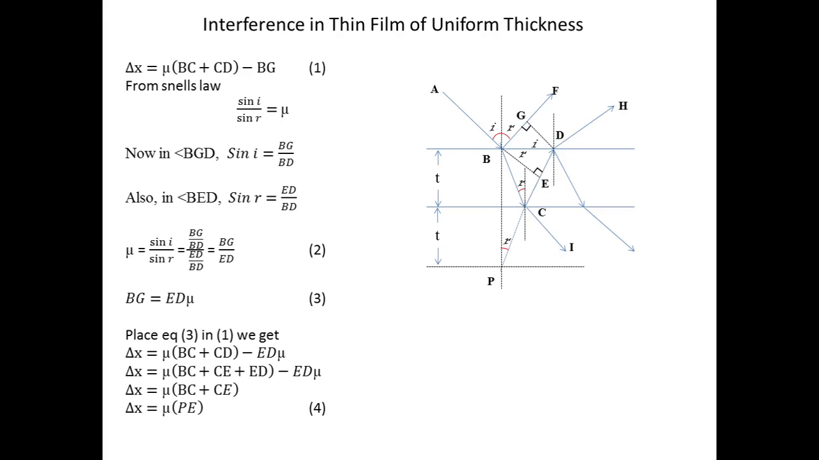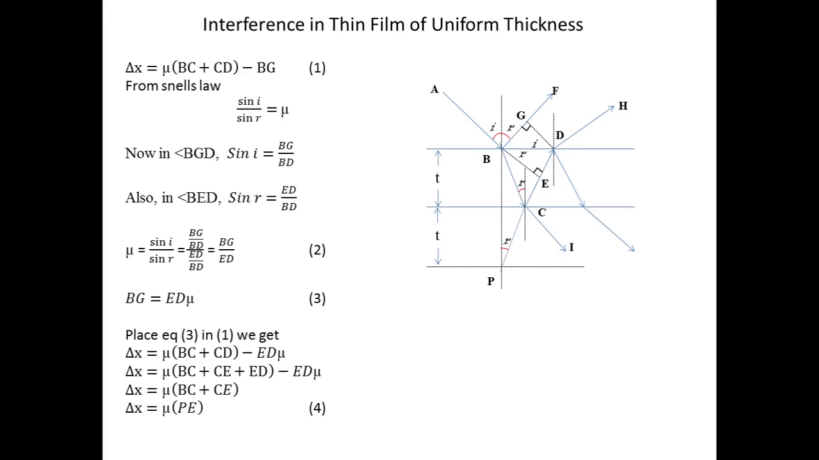Now from Snell's law we have sin i upon sin r equal to mu. In triangle BGD, sin i equal to BG upon BD. Also in triangle BED, sin r equal to ED upon BD. Substituting these sin i and sin r values in Snell's law, we will get mu equal to BG upon ED, which is equation number 2. And by rearranging we get BG equal to ED into mu, which is our equation number 3.